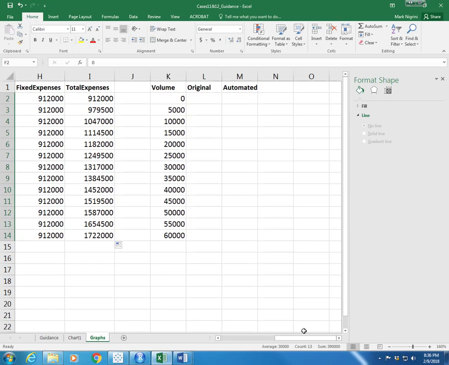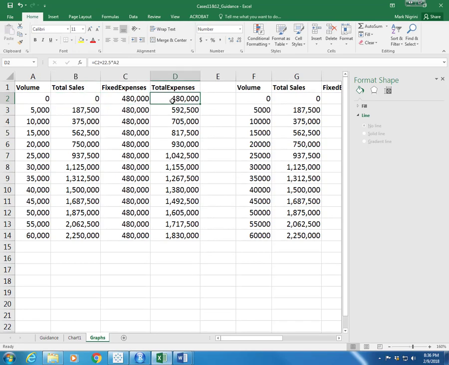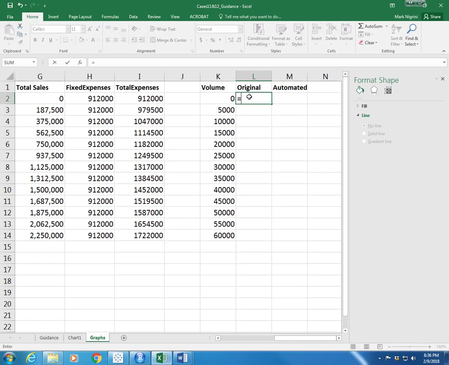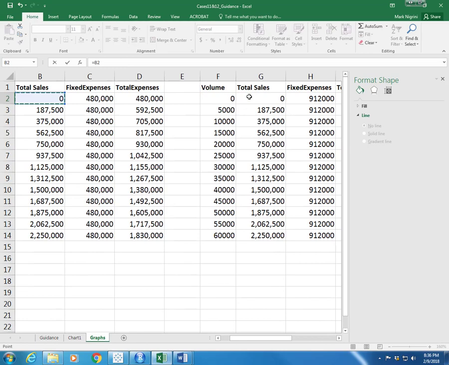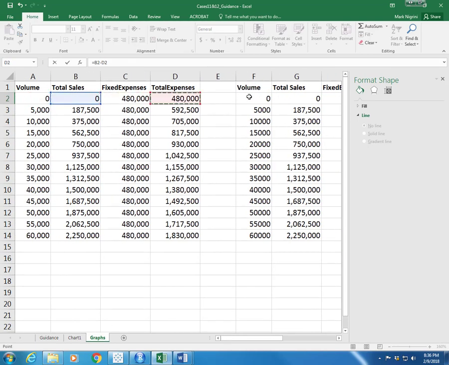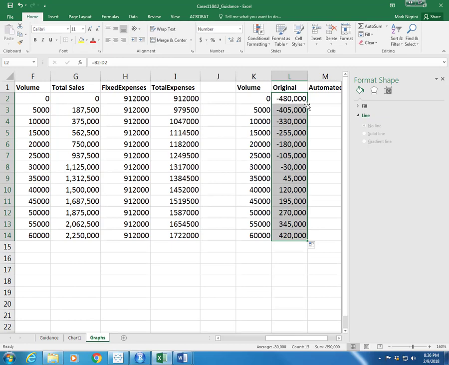So this shouldn't be too bad. Under the original scenario, my profit is going to be total sales minus total expenses. Total sales. I'm pressing the arrow key, but it's not moving. Total sales minus total expenses. So give me a big loss over there. And so this is my profit here. And this looks good. This is like the opening blurb.